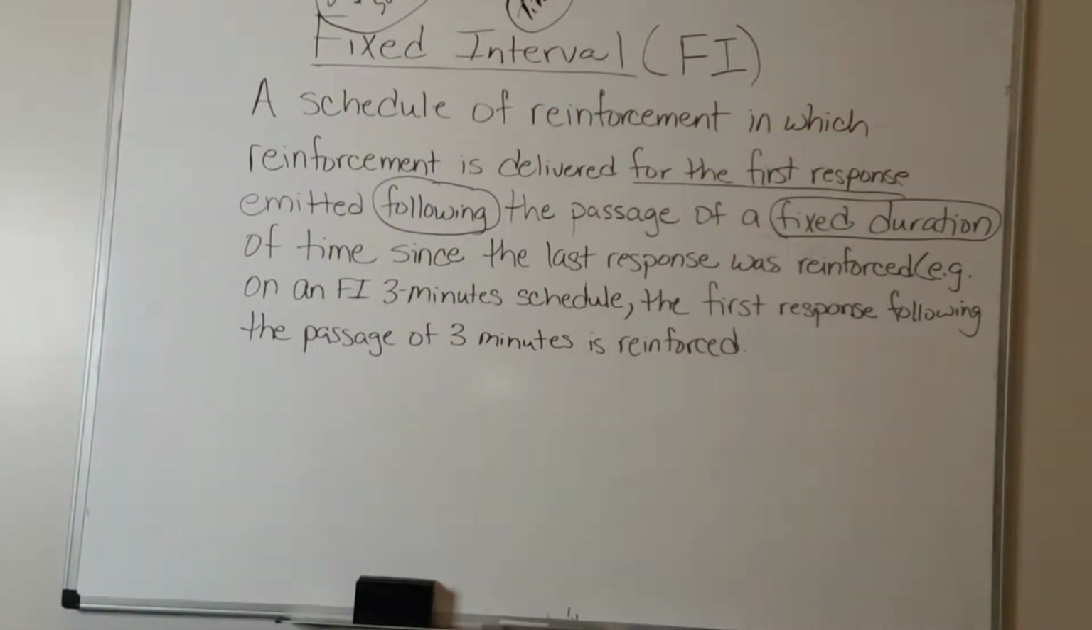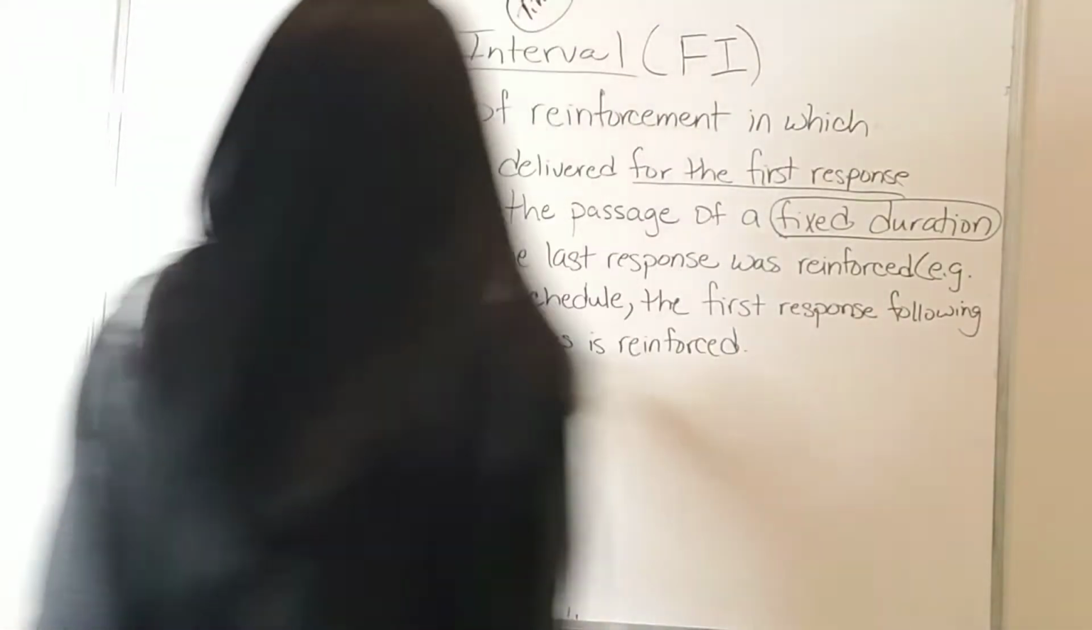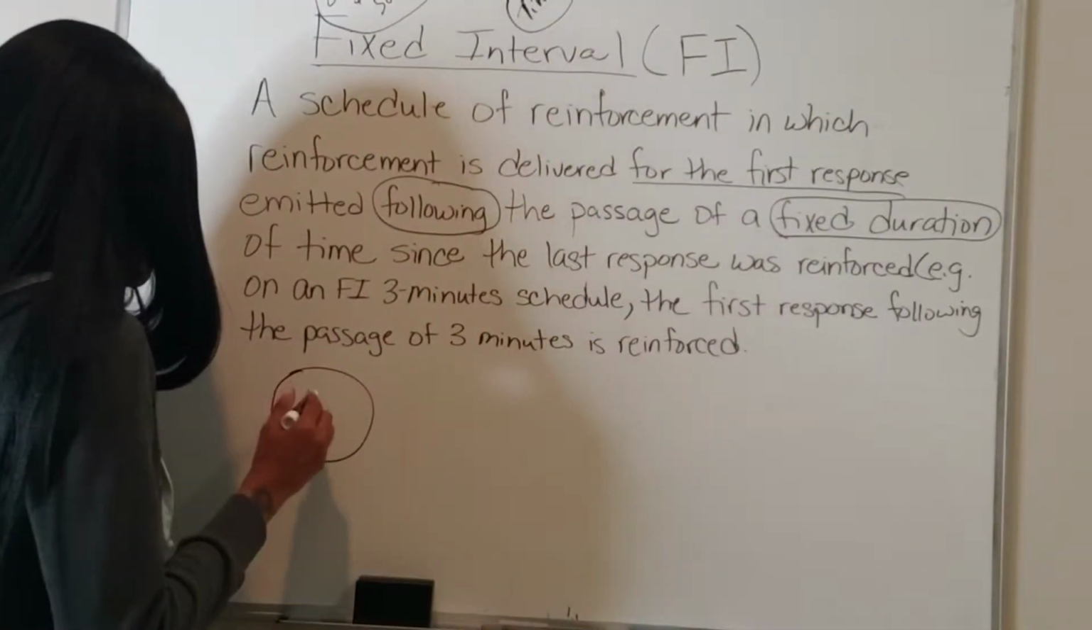So let's look at the definition. A schedule of reinforcement in which reinforcement is delivered for the first response emitted following the passage of a fixed duration of time since the last response was reinforced. The example that Cooper, Heron, and Heward give is an FI 3-minute schedule. The first response following a passage of 3 minutes is reinforced. So when you're talking about fixed intervals, we're talking about time.